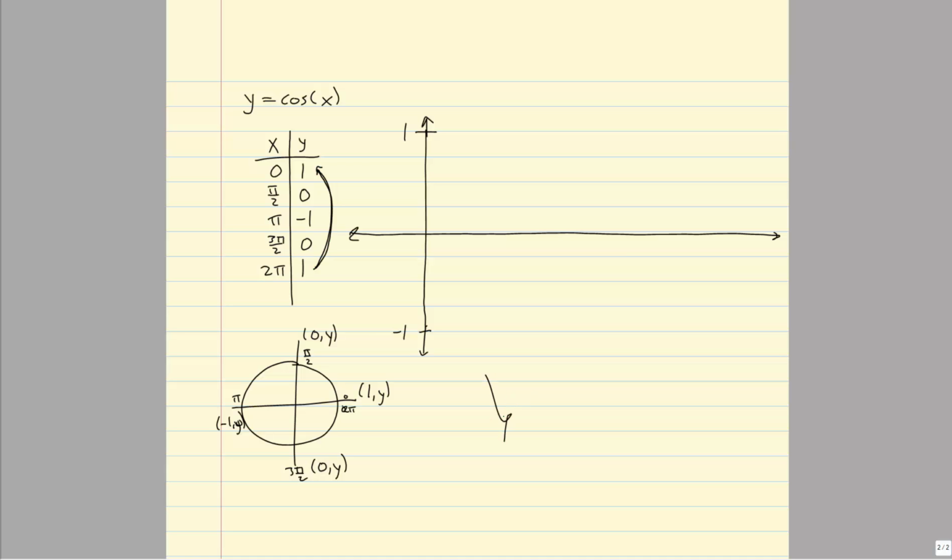Okay, so let's go ahead and graph these points. I'm going to split this in quarters because I have 4 quadrants. So I'll have pi over 2, pi, 3 pi over 2, and 2 pi. So graphing, I'll be here at 0, 1. Okay, so that's different than the sine curve already, because remember the sine curve started at the origin. Pi over 2 is 0, pi is negative 1, 3 pi over 2 is 0, and 2 pi is 1.